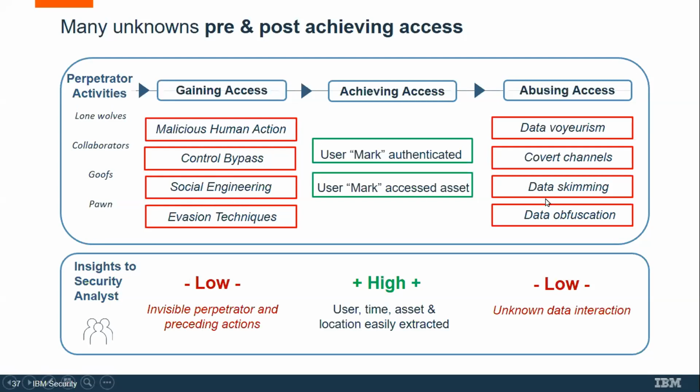And then abusing access is when we get data skimming or data obfuscation. So once the bad guys gain access, they'll start using techniques like keyboard readers and screen readers to do data skimming on databases or some of your secure access sites, and then try to figure out a way to exfiltrate that from inside the organization.